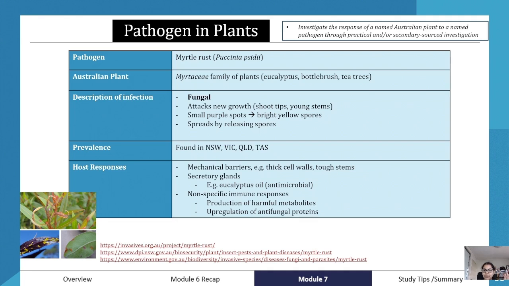The way in which the plant itself responds to this pathogen includes firstly using its mechanical barriers like its thick cell walls and tough stems. It also uses secretory glands like eucalyptus oil, which is antimicrobial. It also has non-specific immune responses, which include production of harmful metabolites and upregulation of antifungal proteins in order to counter the pathogen itself. I've got links there for you if you want to use this as an example to further research.